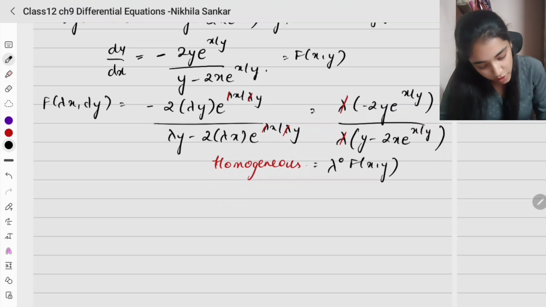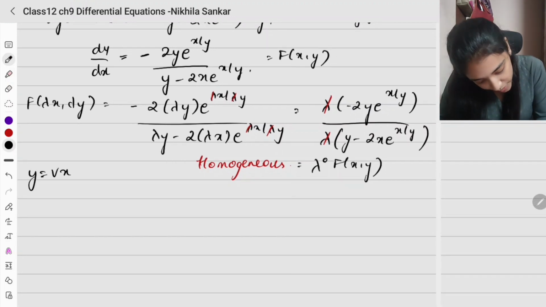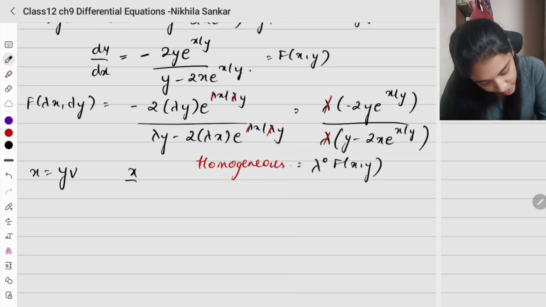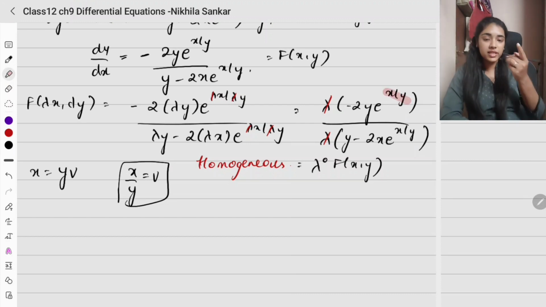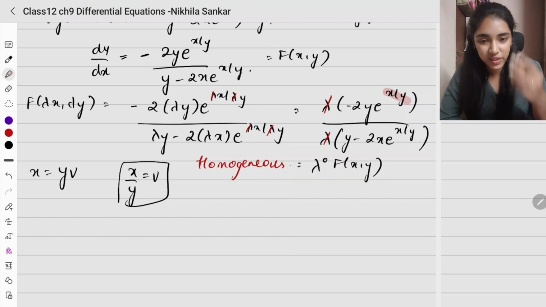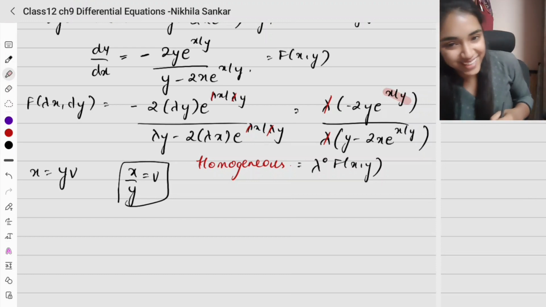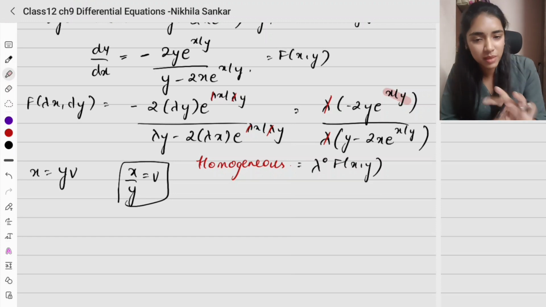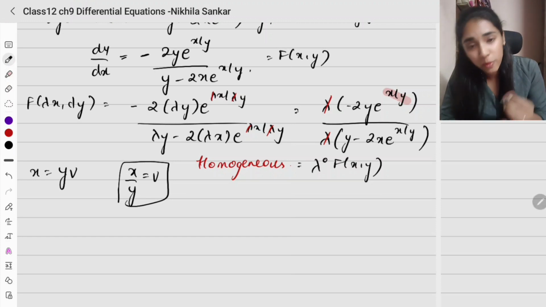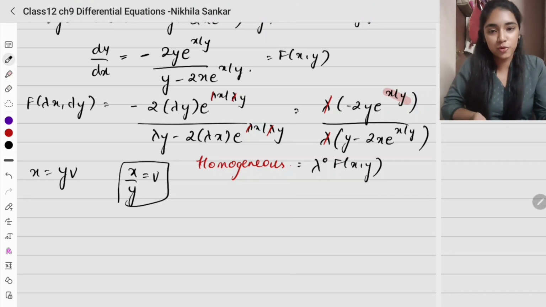Homogeneous check is done. Now shall we solve? First step: y equals vx or x equals yv, you can put either. So x equals yv. Why am I doing that? It is because I have x by y in the e power x term. Here in the e power term there is x by y. If I take y by x as v, then 1 by v will come. It is very irritating to calculate such variables. So instead, we can change the substitution in the way that is easier for us. Substitution is done to make things easy, right?